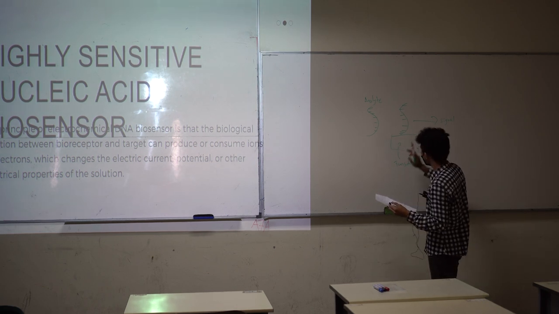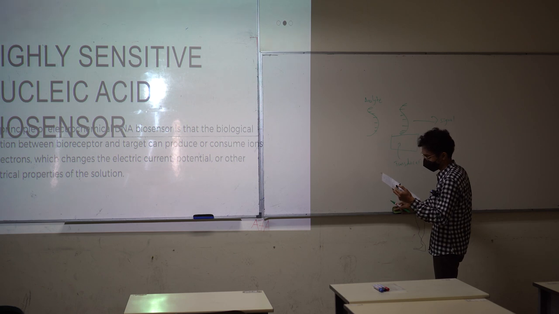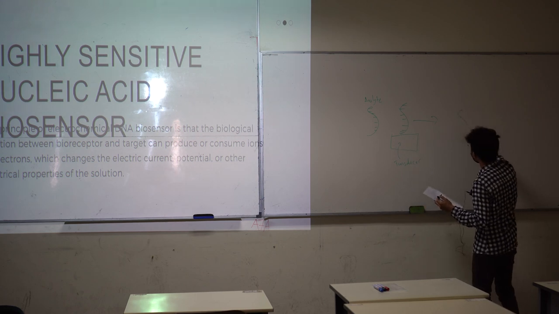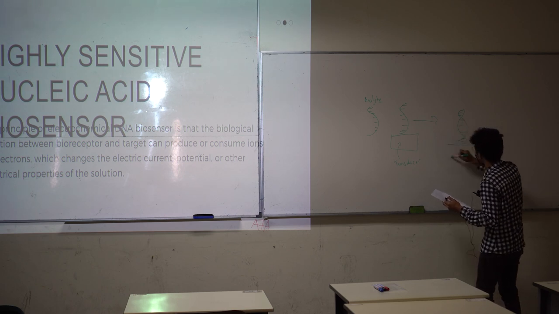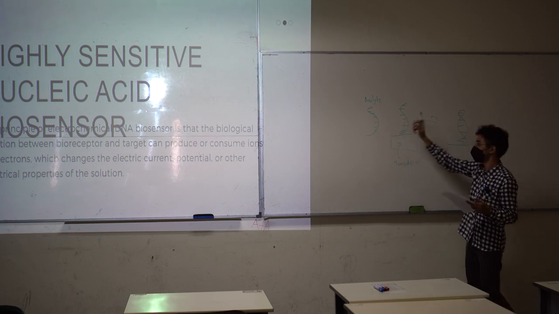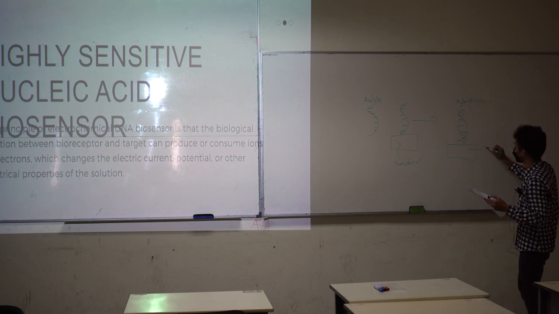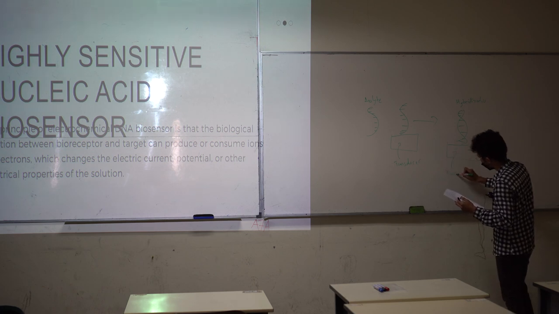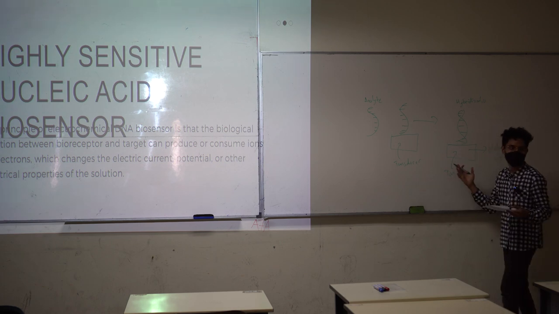So what happens after your target binds with your bioreceptor is a process called hybridization. So when your single strand binds with your bioreceptor, a process called hybridization will occur, and a signal will be produced. An electrical signal will be outputted by your transducer. Guys, understand?